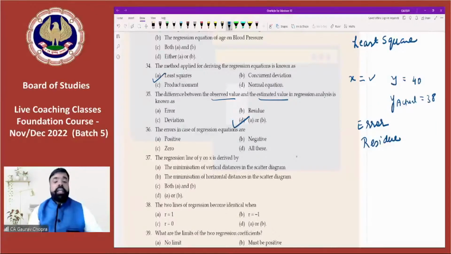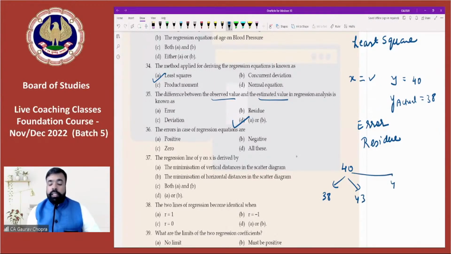So option number D, A or B. Now this difference can be positive or it can be negative. We estimated 40, but the actual value was 38, or it can be 43, or it can be the same as 40. So the difference can be positive, negative, or zero. So the difference between actual value and observed value can be anything: positive, negative, or zero. So we can write that error in case of a regression equation can be positive, negative, or zero. Correct answer option number D. Okay.